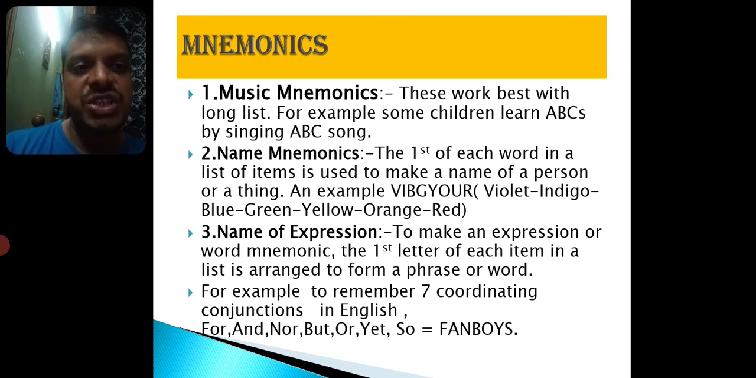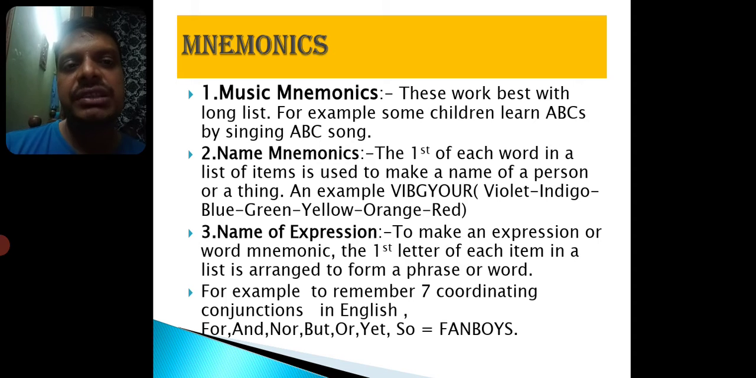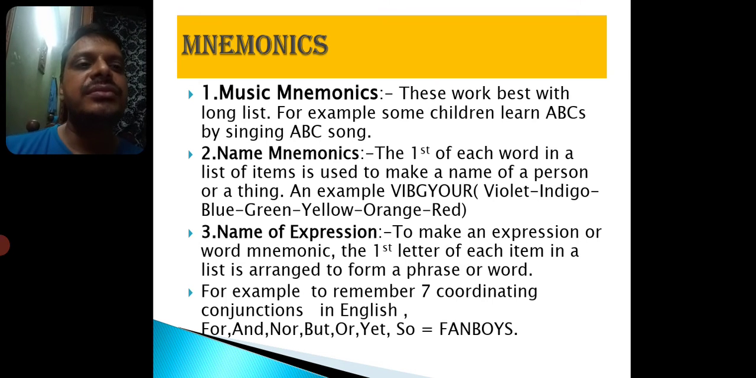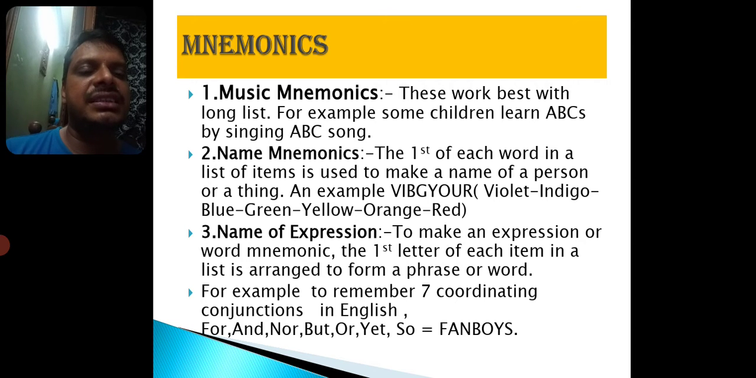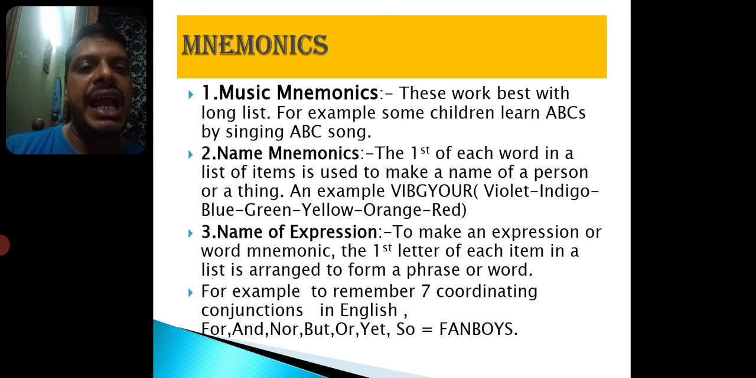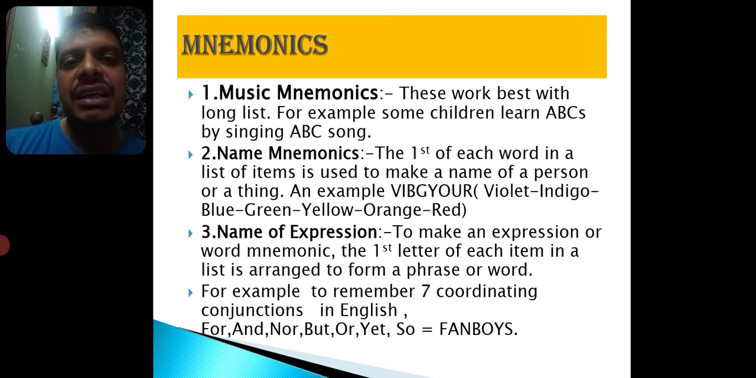V, violet; E, indigo; B, blue; G, green; Y, yellow; O, orange; U, red. So here, in order to remember the 7 colors of a rainbow: violet, indigo, blue, green, yellow, orange and red, we can remember the colors with the name of this word, whipjaw.